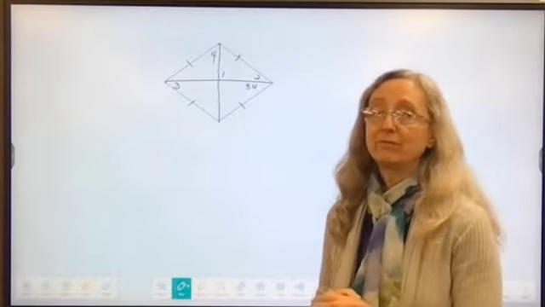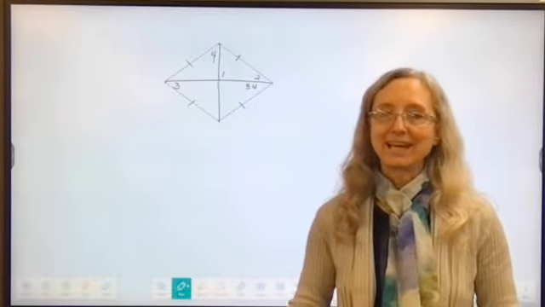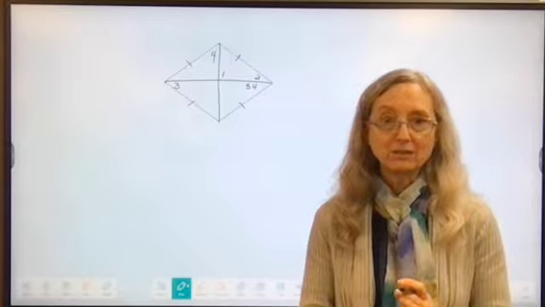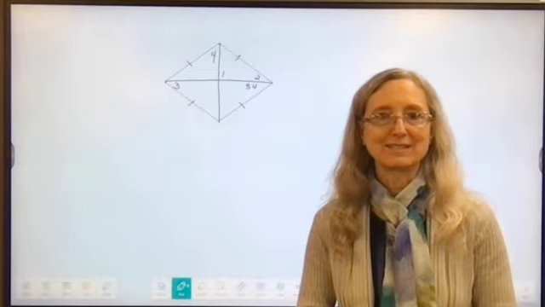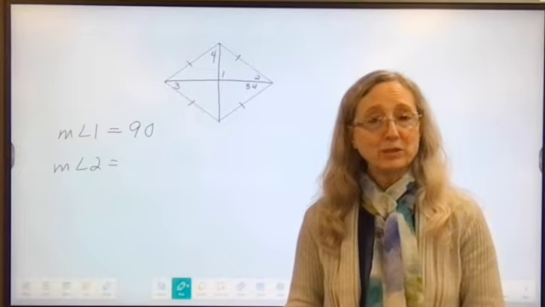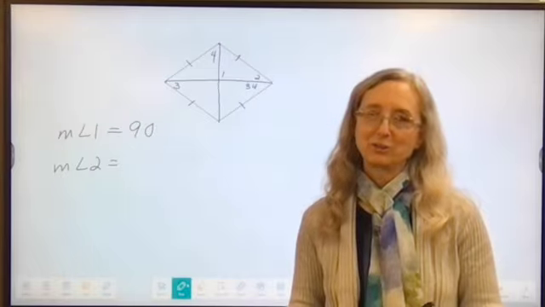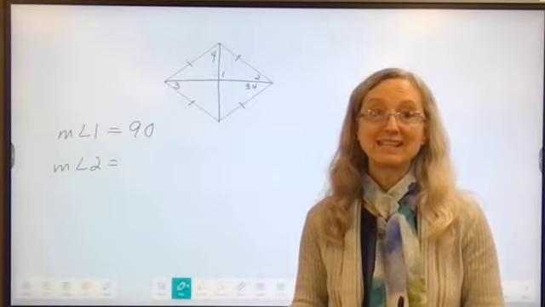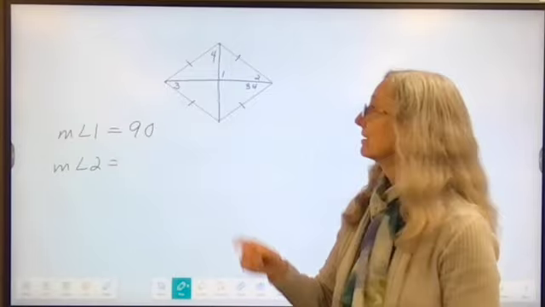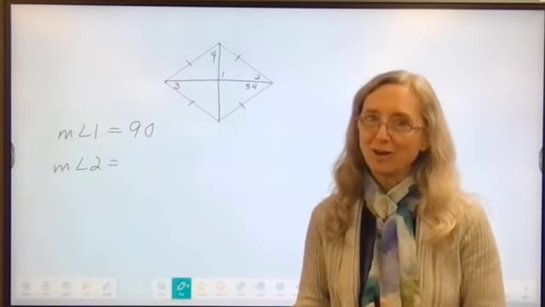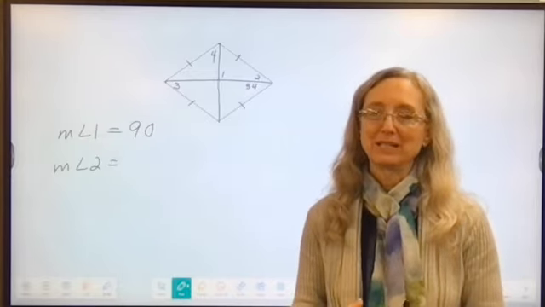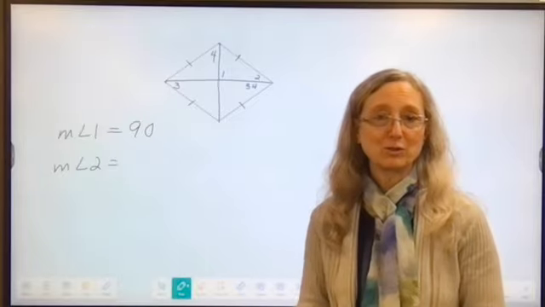For example, if you remember that the diagonals of a rhombus are perpendicular, then you know the measure of angle 1 is 90 degrees. If you remember that the diagonals of a rhombus bisect the angles, since this angle is 34, then angle 2 must also be 34 because that angle was cut exactly in half. So the measure of angle 2 is 34 degrees.